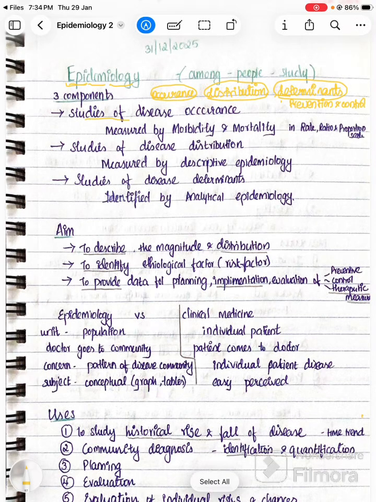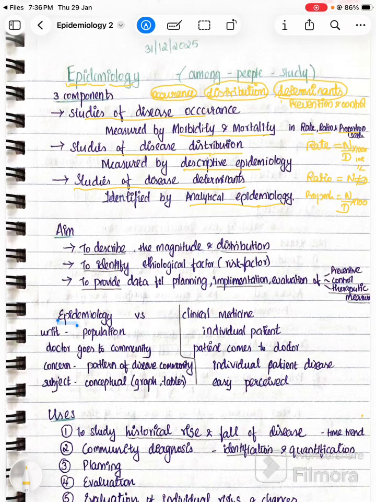Studies of disease occurrence, studies of disease distribution, studies of disease determinants. Disease occurrence is measured by morbidity and mortality in scales of rate, ratio and proportion. What is rate? Numerator is a part of the denominator. Multiplier will be 1000, 10,000, 1 lakh. Now ratio: numerator is not a part of the denominator. Proportion: numerator is a part of the denominator and the multiplier is 100. Studies of disease distribution are done by descriptive epidemiology, and studies of disease determinants, like risk factors, are identified by analytical epidemiology.